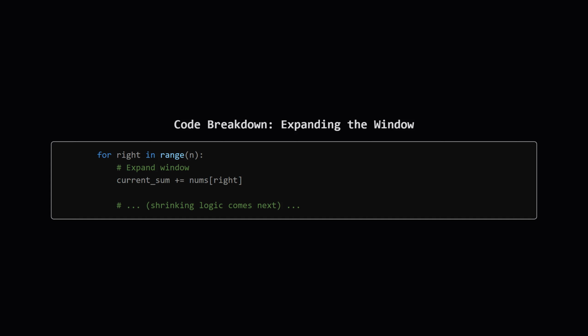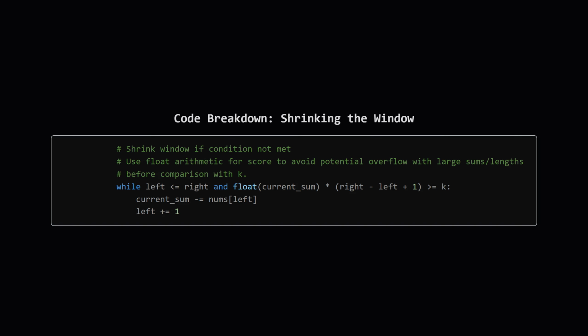The right pointer iterates through all possible indices of the array, from 0 up to n minus 1. In each step of the loop, right represents the rightmost boundary of our current subarray candidate. The first thing we do inside the loop is expand the window to include this new element at index right. We do this by adding nums[right] to our current_sum. After expanding, we need to check if the current window, left to right, is valid. We calculate the score: current_sum times the length, right minus left plus 1.